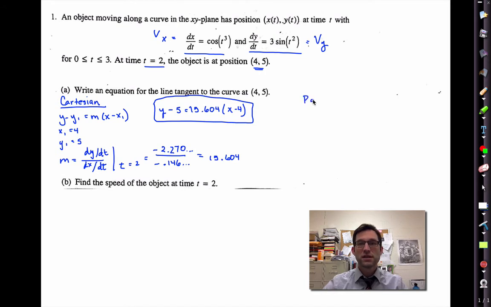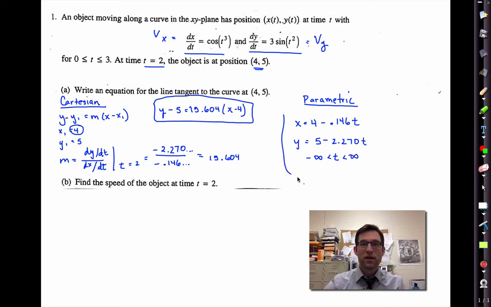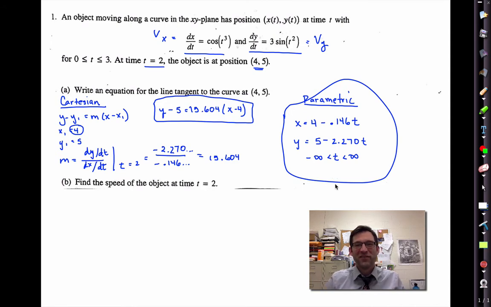On the other hand, since we are dealing with parametric motion here, we could also give parametric equations. They would look something like this. x would be 4, that comes from its initial value, minus its slope, which is 0.146 times t. y would be 5 minus 2.270t, where t goes from negative infinity to positive infinity. And I missed the word parametric. Oh well, I think it'll forgive me. Either one, again, I would suspect most people would go with the Cartesian form, but the parametric form is completely acceptable.